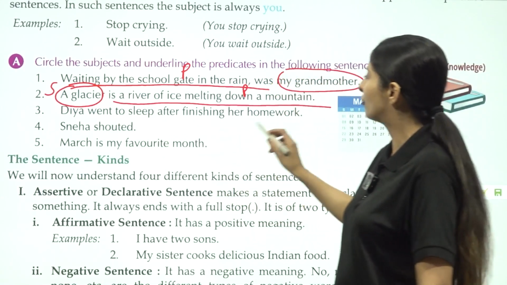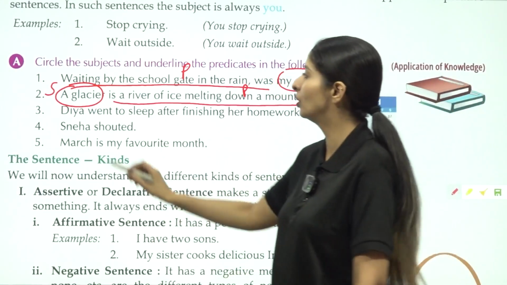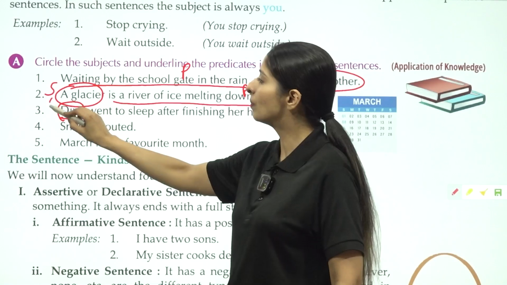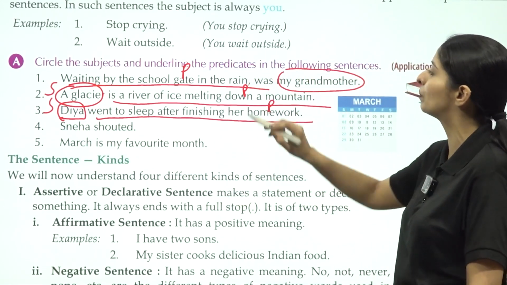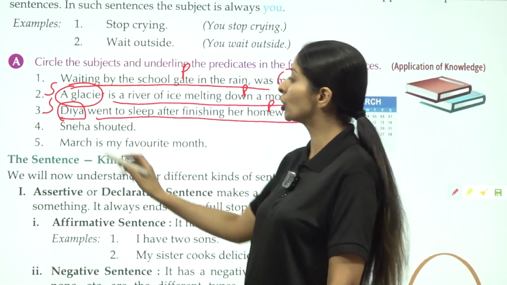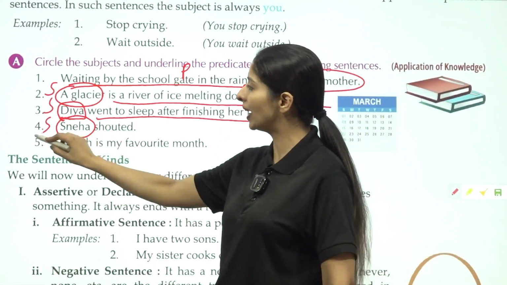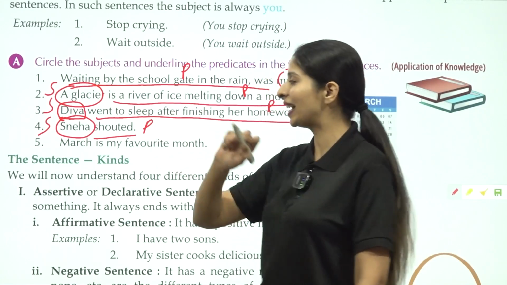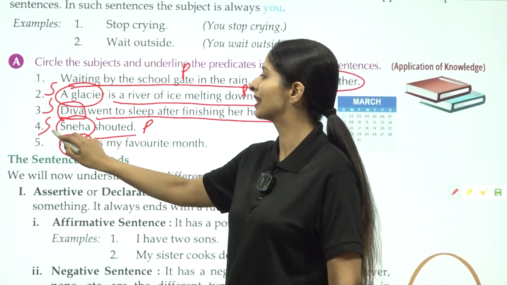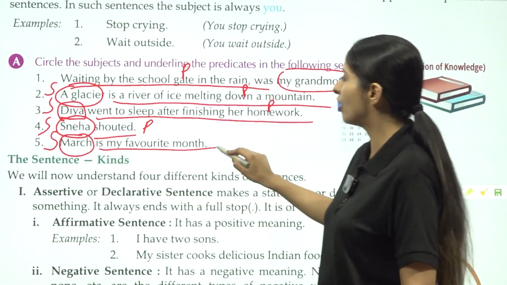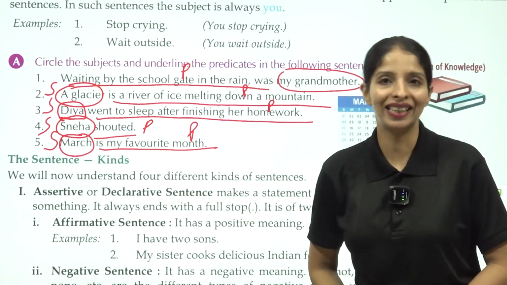Divya went to sleep after finishing her homework. So Divya is the subject. Went to sleep after finishing her homework is the predicate. Sneha shouted. Sneha is the subject. Shouted is the predicate. March is my favorite month. March is the subject. Is my favorite month is the predicate.